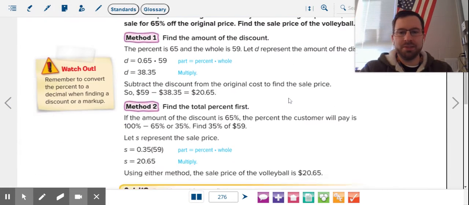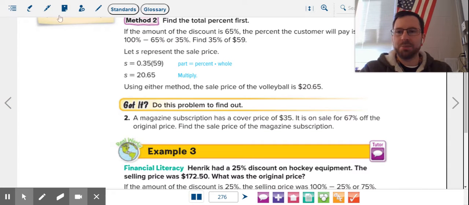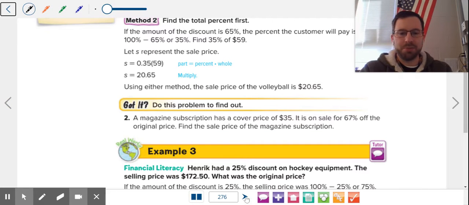Now, discount is the opposite of that. It's where you take a percent off. So let's take a look here. We're on page 276 now. Amazon, a magazine subscription has a cover price, I said Amazon, of $35. It's on sale for 67% off the original price. Find the sale price. So we're going to do the same thing here.